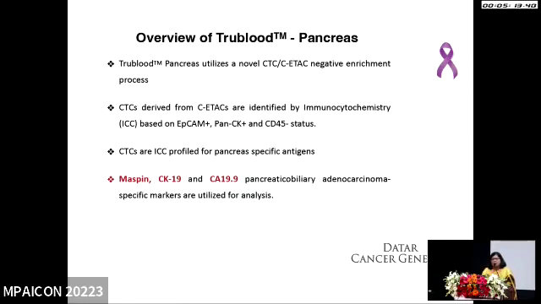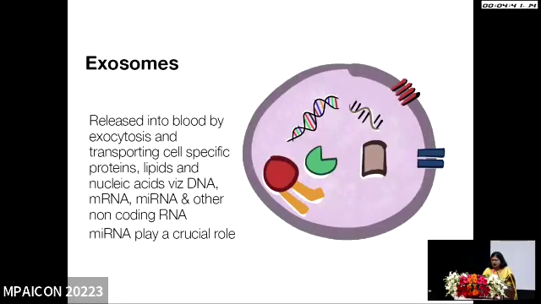We look at the CTC or CTC clusters, isolate them with a negative enrichment process. Then we stain them like our routine immunohistochemistry, with fluorescence-based immunocytochemistry: EpCAM positive, pancytokeratin positive, and CD45 negative status. And these are ICC profiled for pancreatic cancer, like we have standard mass spin, CK19, CA19.9, CK7/20, etc. Just to give a hang of it, this only detects the majority, that is pancreatic adenocarcinoma. It doesn't look at other markers.